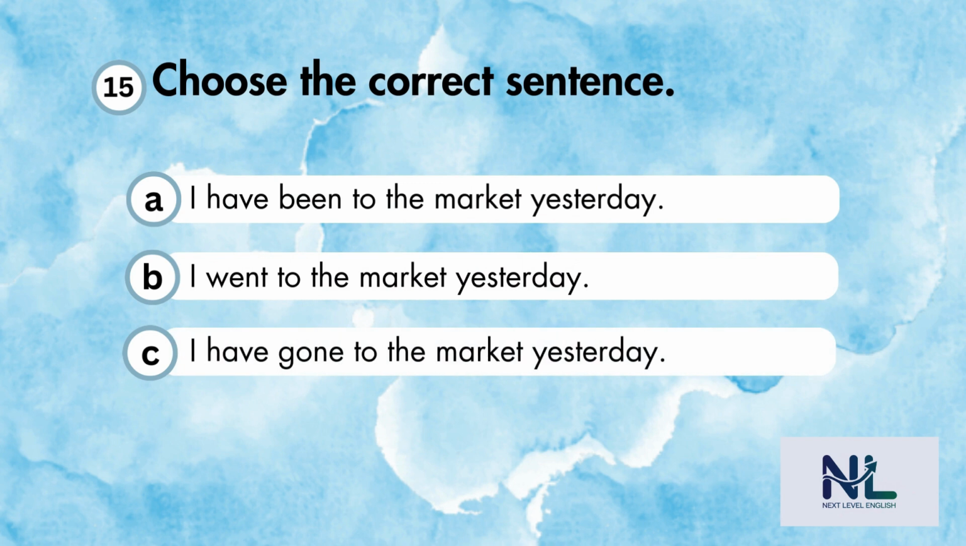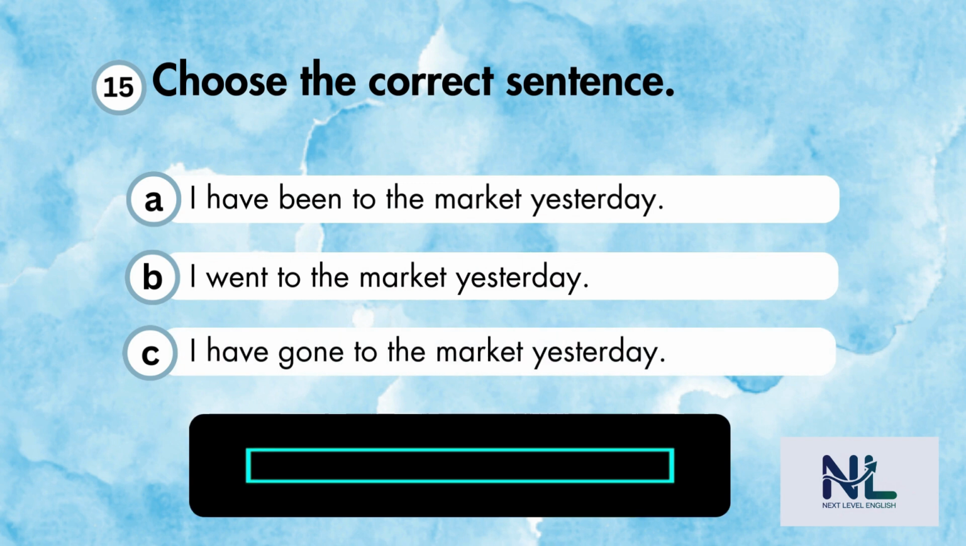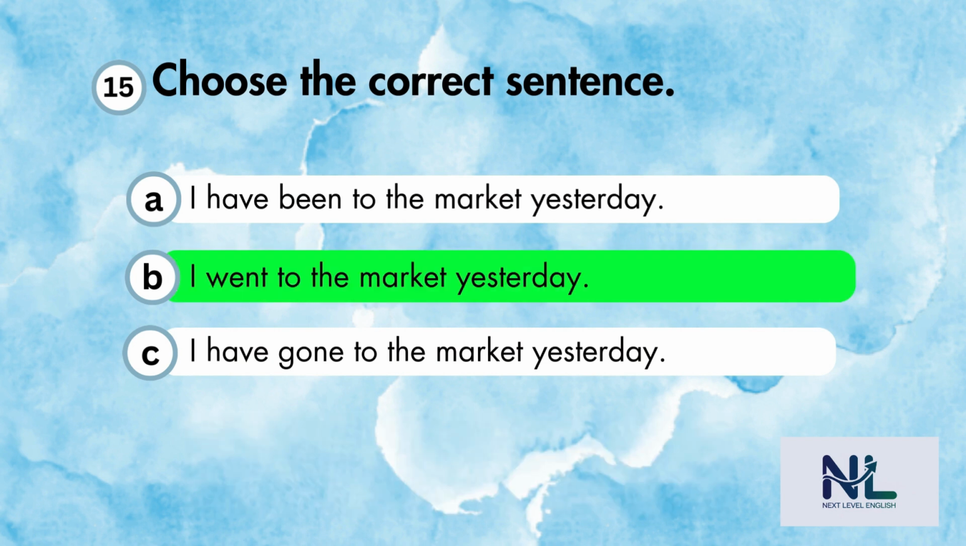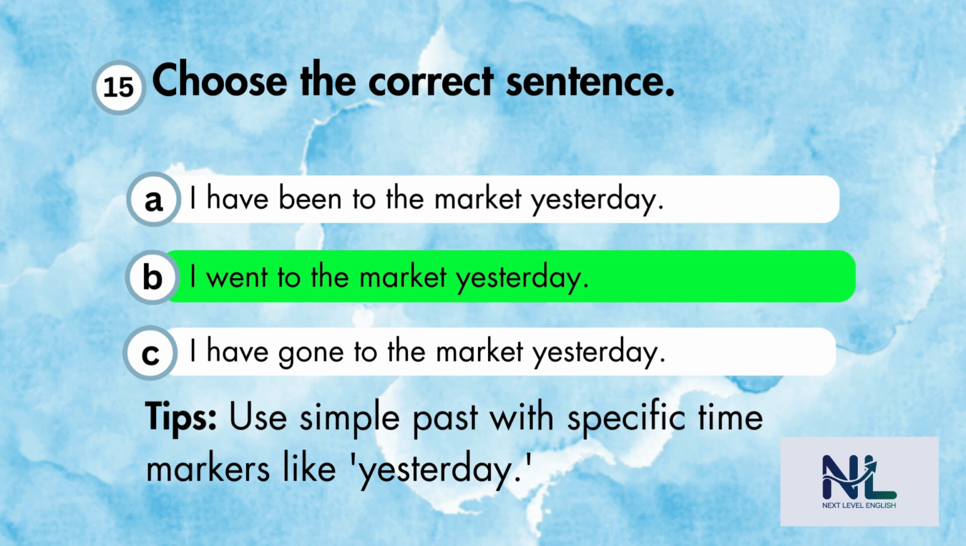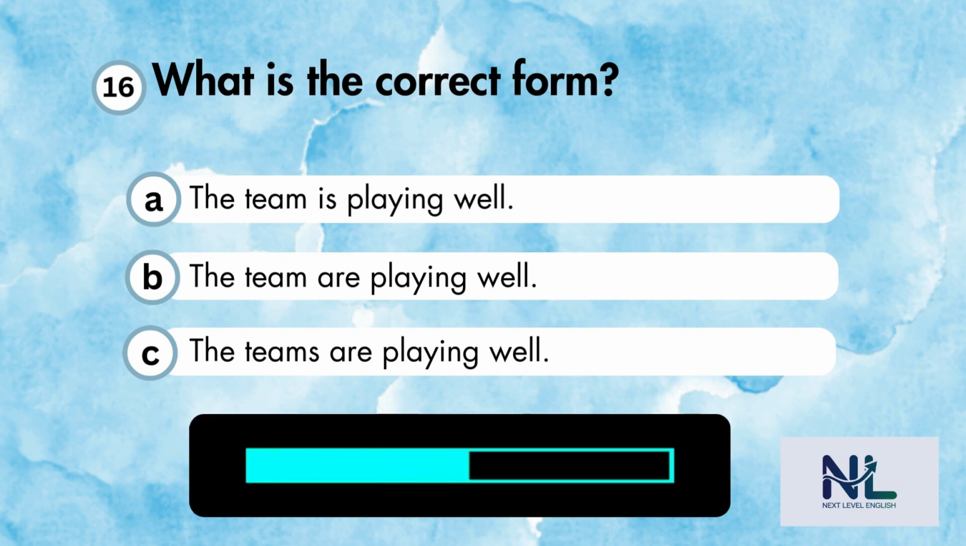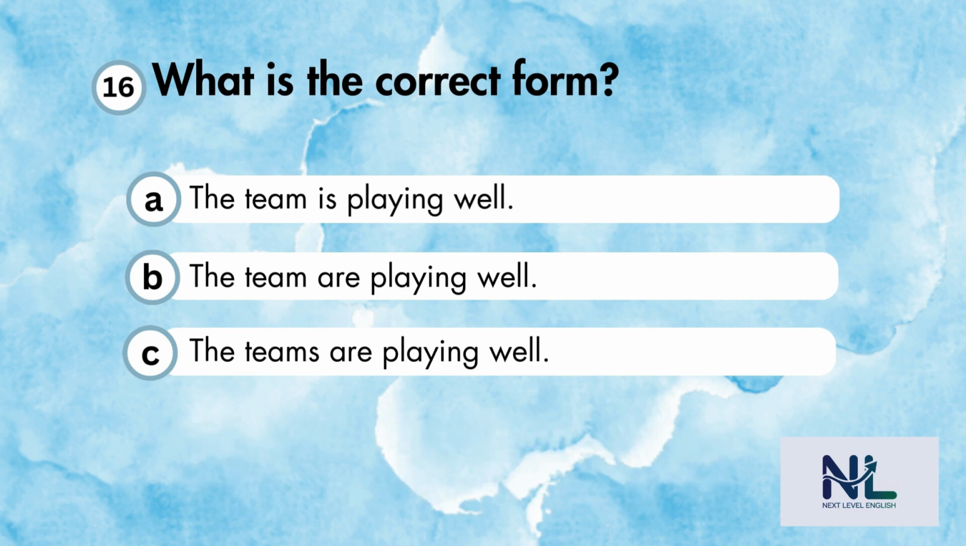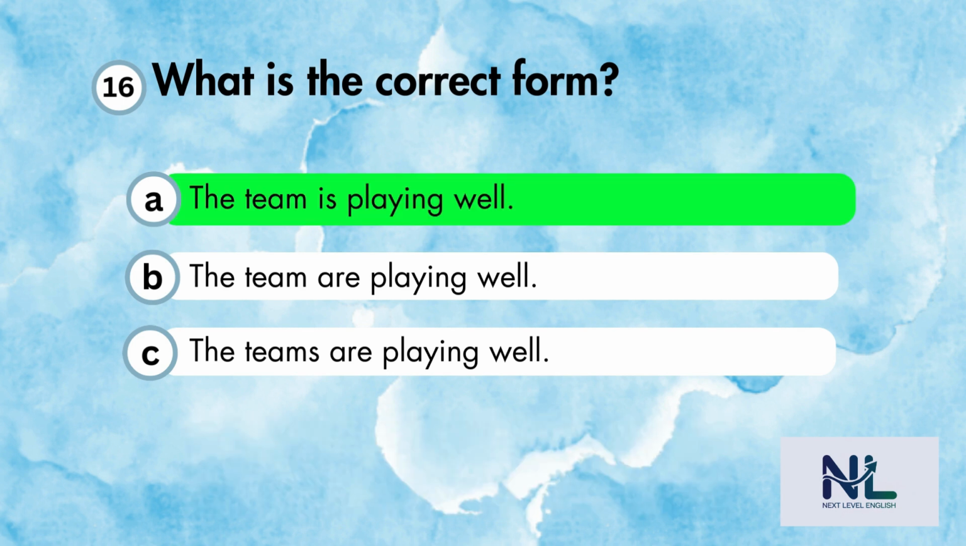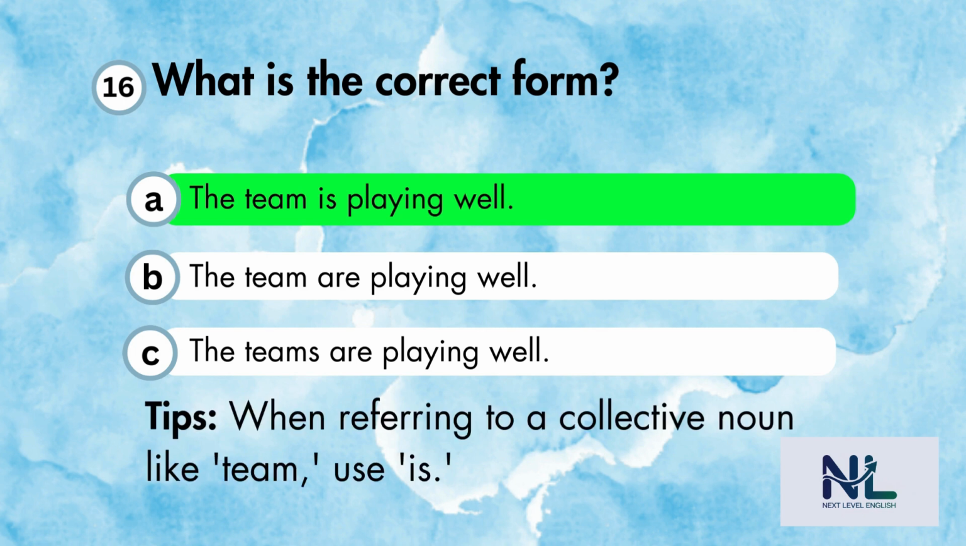15. Choose the correct sentence. I went to the market yesterday. Tips: use simple past with specific time markers like yesterday. 16. What is the correct form? The team is playing well. Tips: when referring to a collective noun like team, use is.